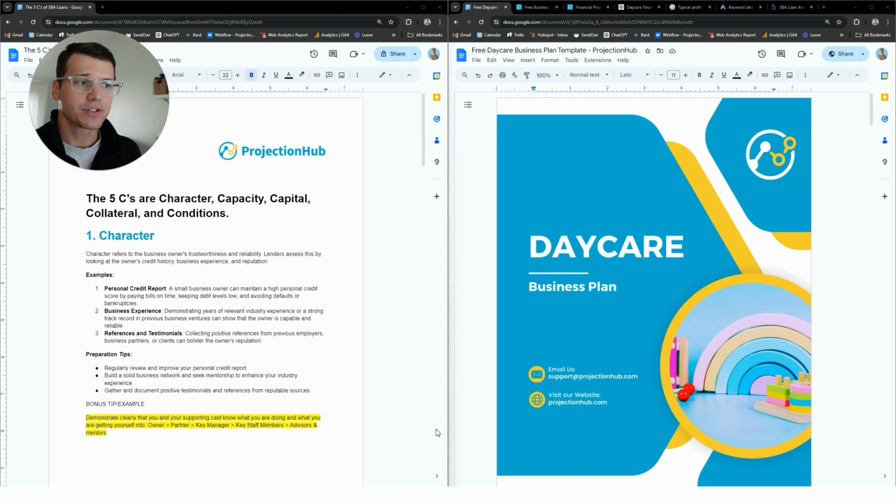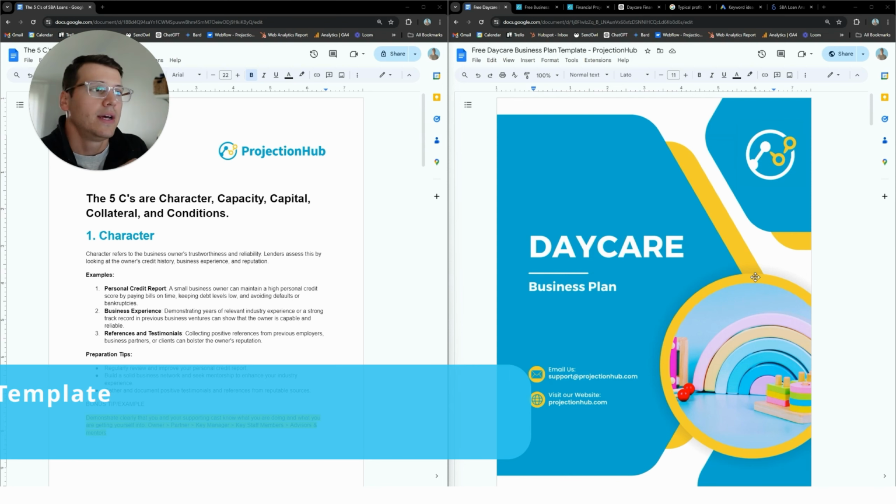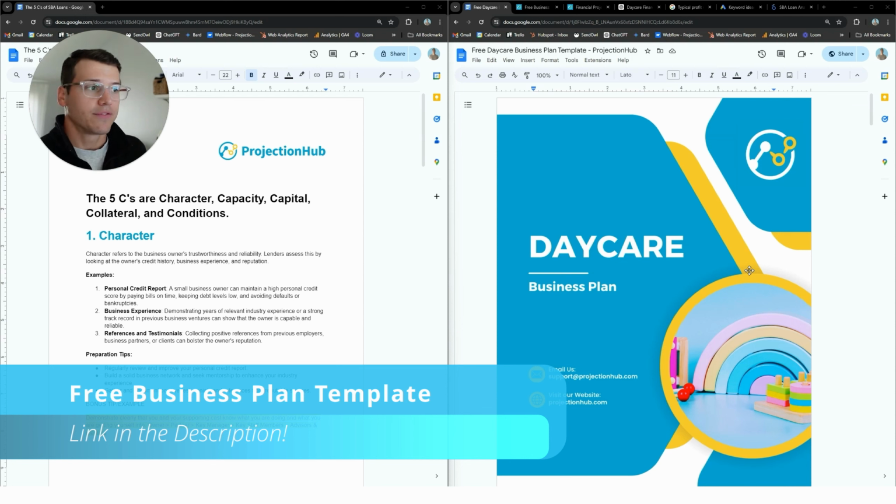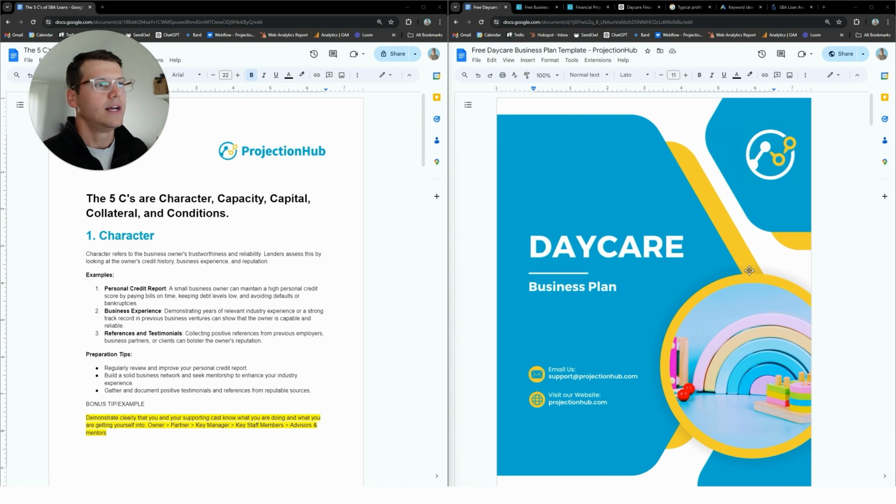And on the other side of the screen, right now you can see I've got our free daycare business plan template up. So I'll use some different tools and some different things to demonstrate some of those items over here on the other side. We'll be bouncing back and forth and opening some different things.